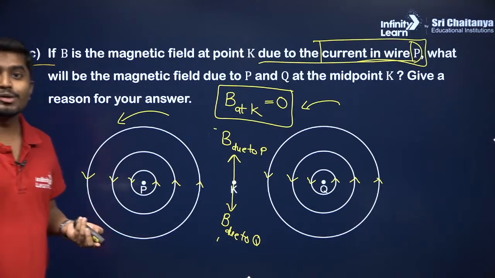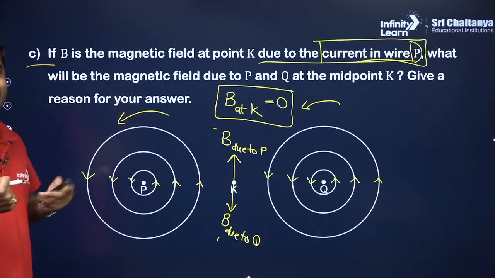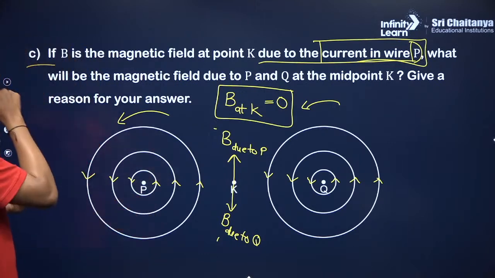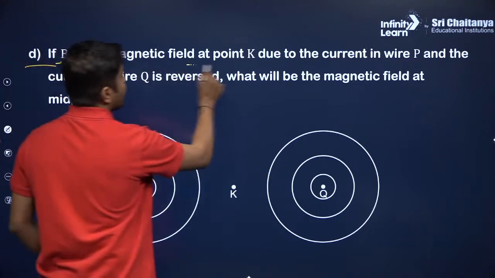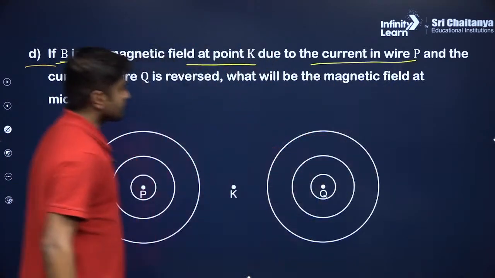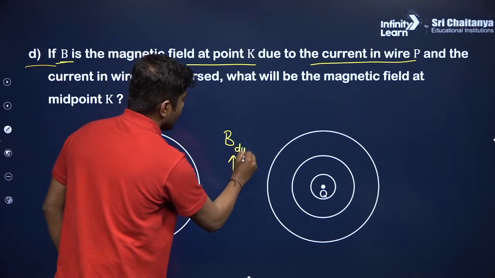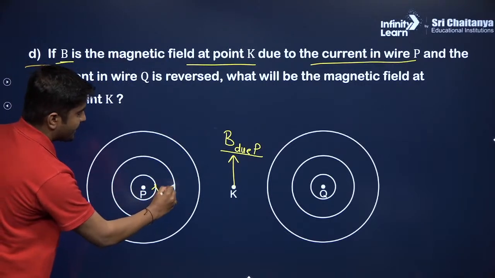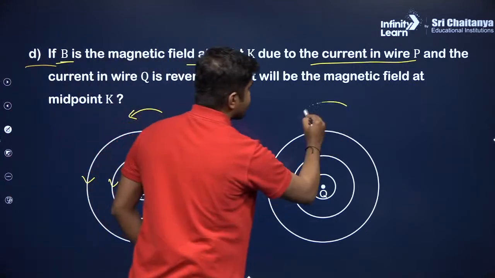Okay, now let's go to the last sub question. Easy, right? Awesome. So there's a last sub question. Now, if B is the magnetic field at point K due to current in wire P, so there is a magnetic field B due to wire P. Magnetic field, you remember the direction? Anticlockwise. Here also anticlockwise.